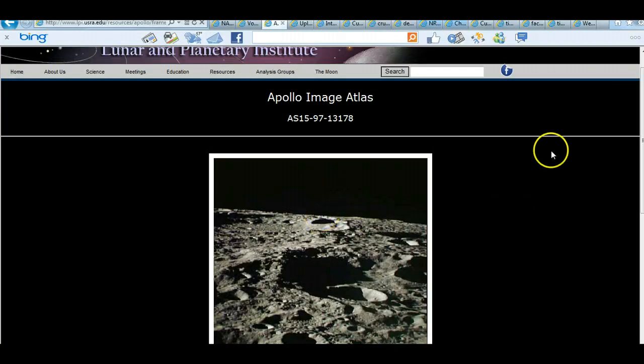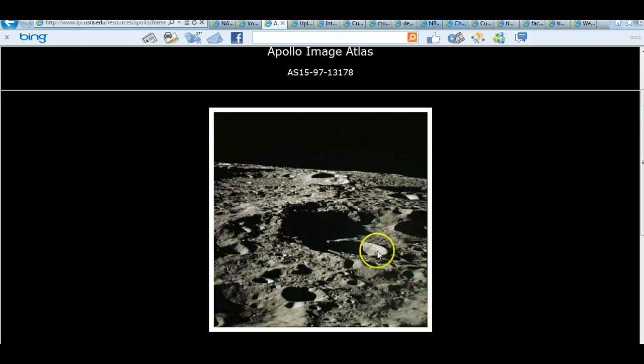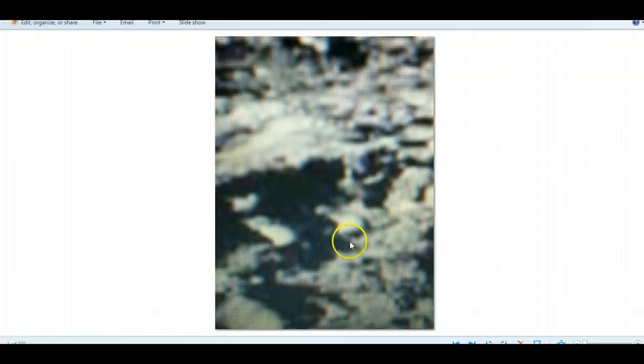Next picture. This picture is utilizing Apollo 15 shots, 97-13178. So quickly, by looking at the landscape, we see that structure there, what looks like a structure there. So I'll quickly now zoom in on the structures we've taken pictures of. One picture there, arachnoid type of growths and very curvy growths everywhere.